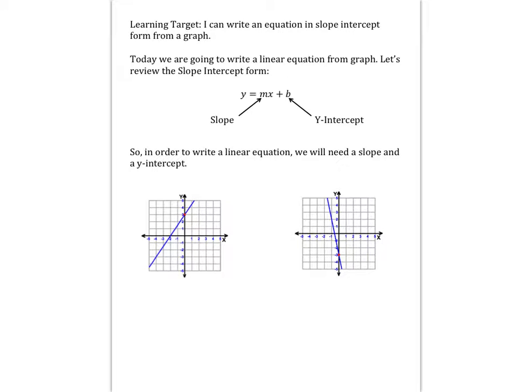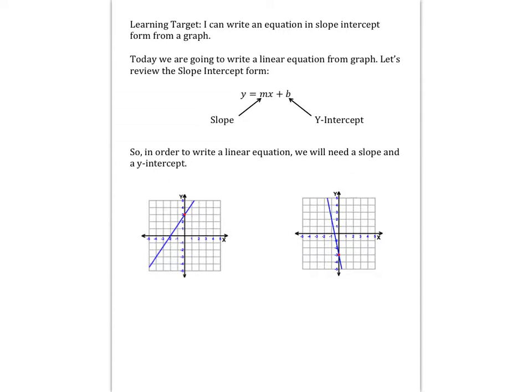If you can recall from previous lessons, slope-intercept form is y equals mx plus b, where m is the slope and b is the y-intercept. Also remember how we find slope: rise over run. And b, the y-intercept, is where the line crosses the y-axis. That is called the y-intercept.